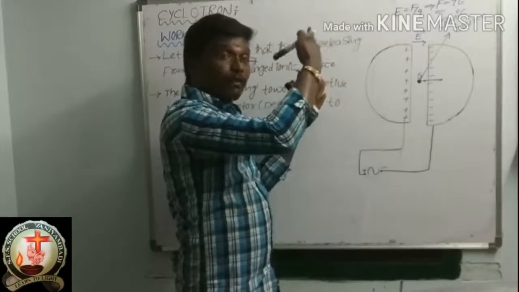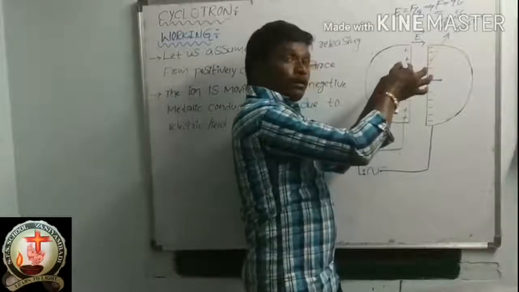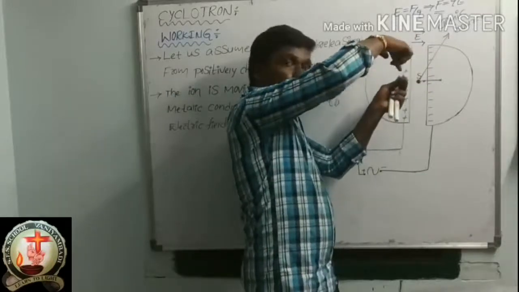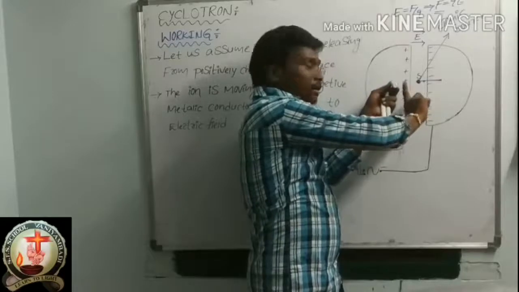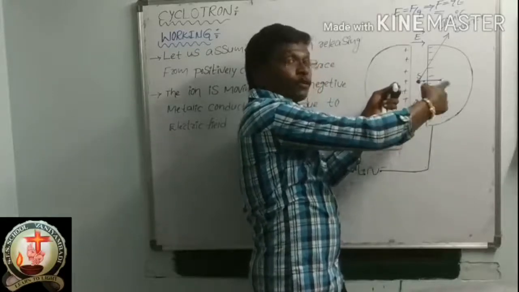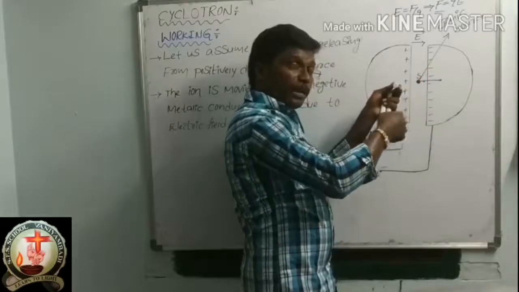What is the direction of the magnetic field? North and south. I told you, what is the direction inside here in the cyclotron? What is the magnetic field direction? This side. And what is the direction of the velocity of the charged particle? This direction. So both are perpendicular, right?